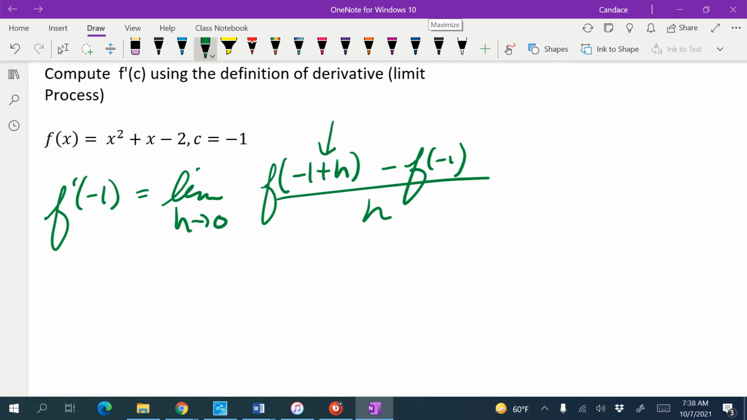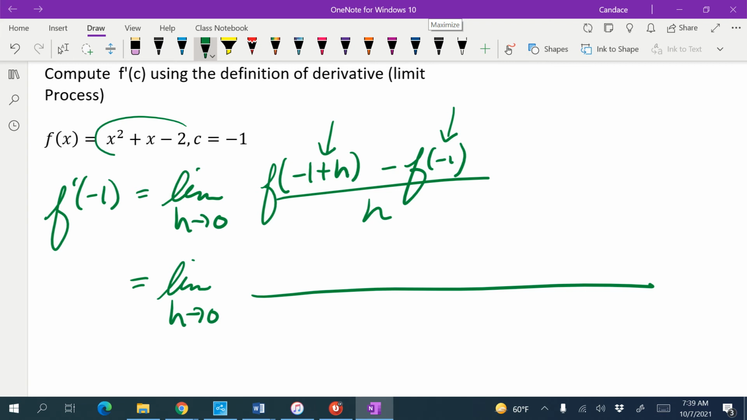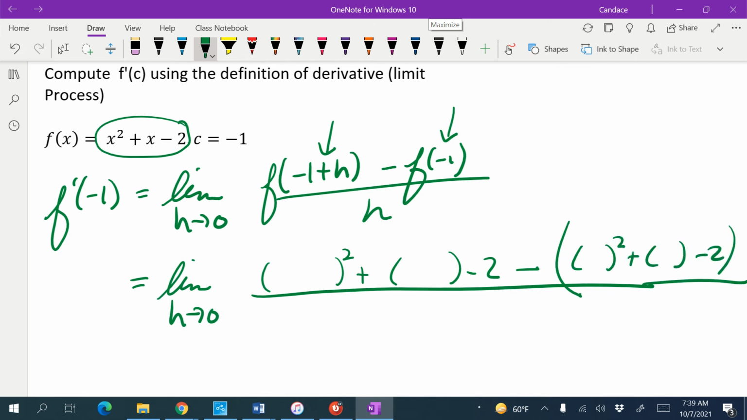So this means I'm going to plug in the -1 plus h, and this means I'm going to plug in the -1 into my original function. So I'm going to start setting that up. I'm going to write this function with parentheses for the x. I'm going to do a minus and parentheses, so this is where the back piece goes. And I'm going to do parentheses for the x again, and it's all over h.